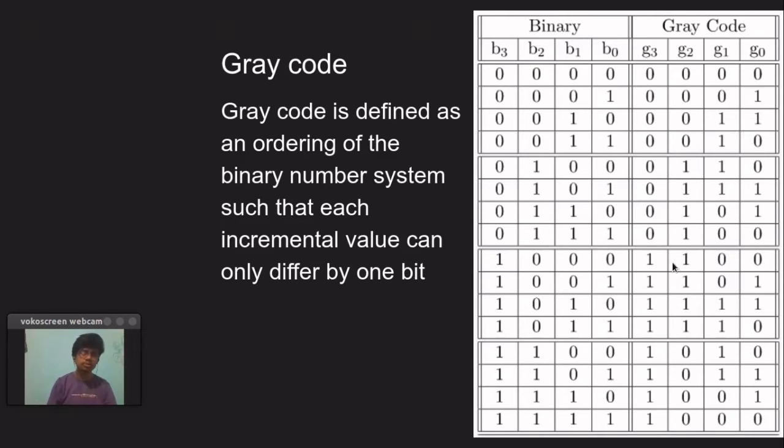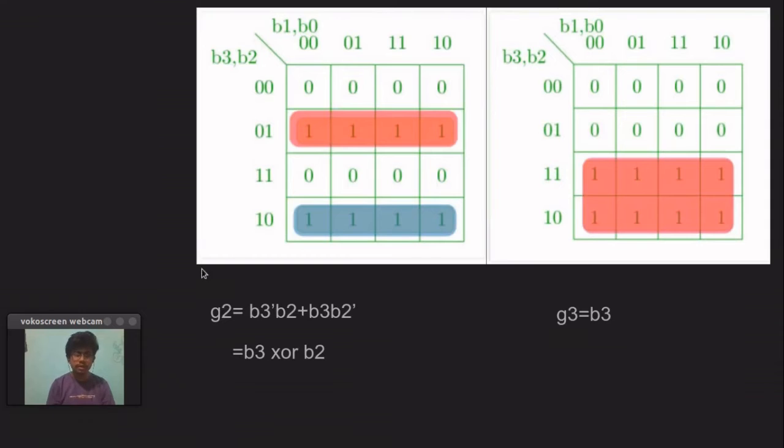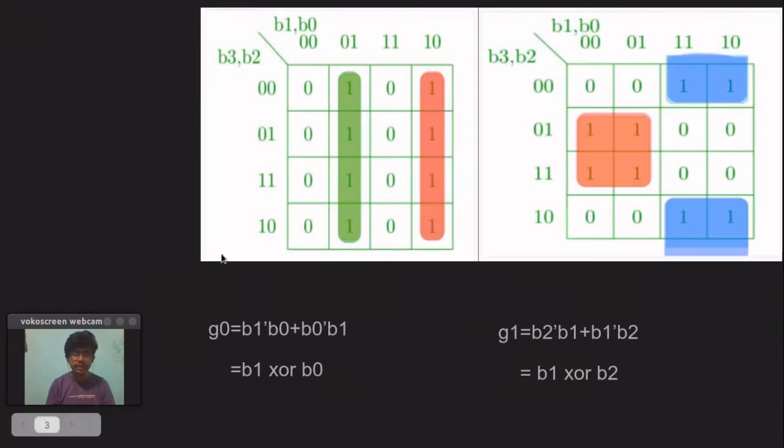So to write the code, we have to get the relationships between the binary number bits, that is B0, B1, B2, B3, and the gray code bits, that is G0, G1, G2, G3. For that, we have to make the K map of each bit of the gray code with the binary bits. So let's look at the K maps. Here I have a K map for G0.